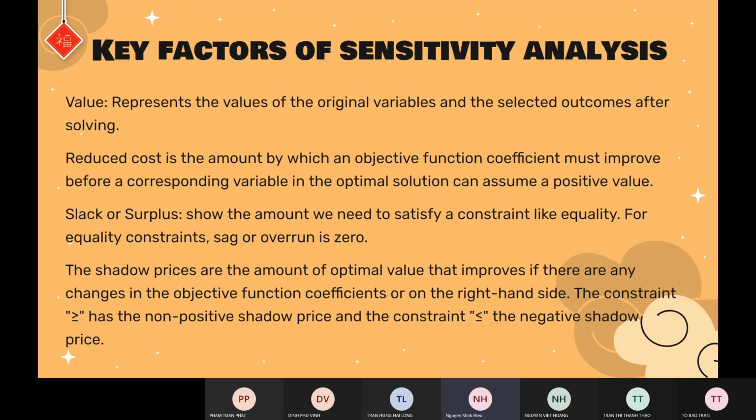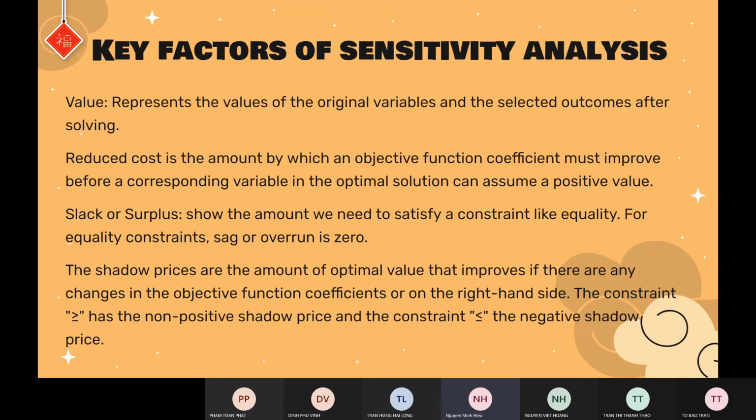And now we have the reduced cost, also known as the opportunity cost. It is the amount by which an objective function coefficient must improve before the corresponding variable in the optimal solution can assume a positive value. And one more thing: if the optimal value of a variable is positive, then the reduced cost is always zero. But if the optimal value of a variable is zero and the reduced cost corresponding to the variable is also zero, then there is at least one other corner that is also an optimal solution.